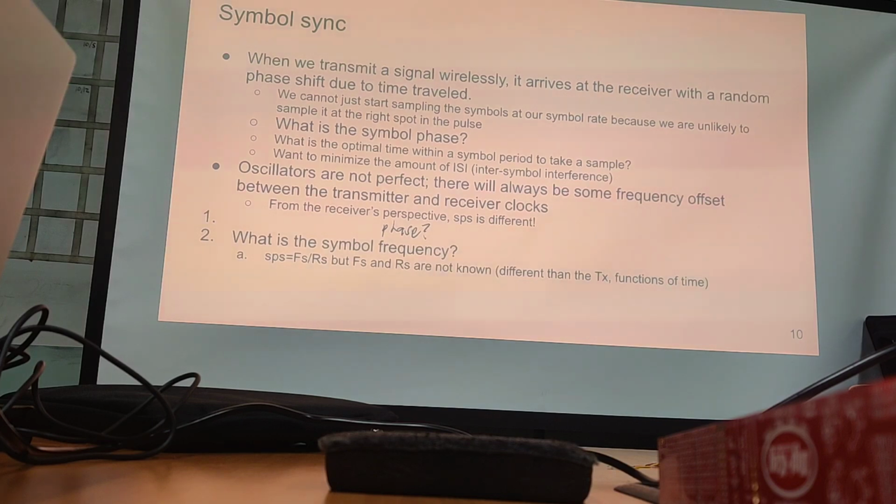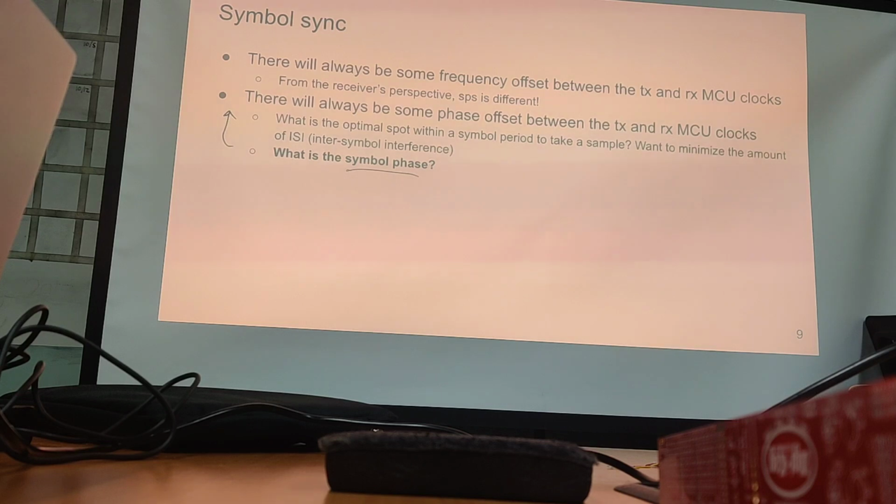And the second, based on, wait, okay. These are not super organized, my apologies. But from this second question, or this first bullet point, the question that we need to answer is, what is the symbol frequency?